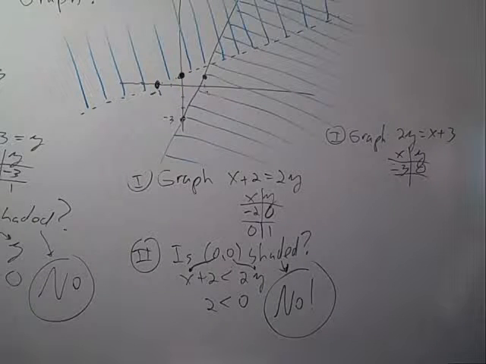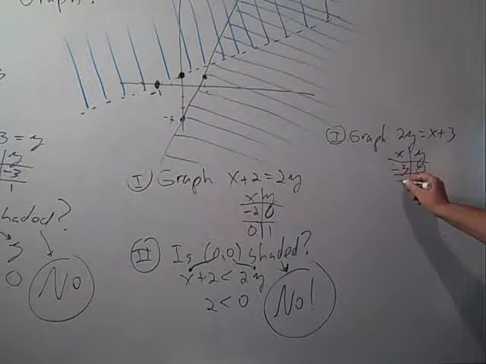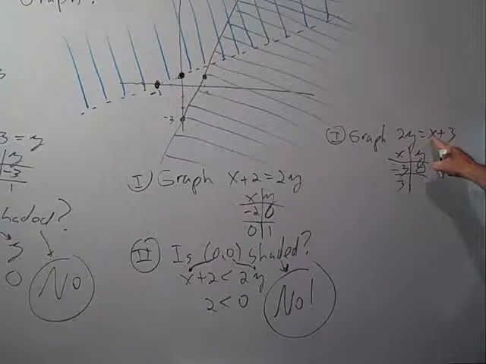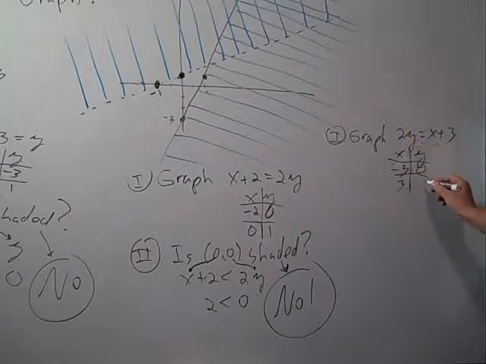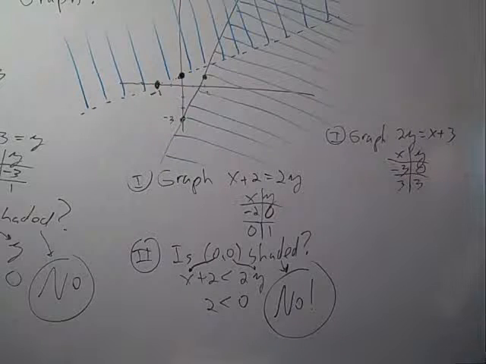If x equals 3, 3 plus 3 is 6, 2 times 3 is 6. So 2 times 3 is 6 equals 3 plus 3. So those are 2 points on this third inequality.